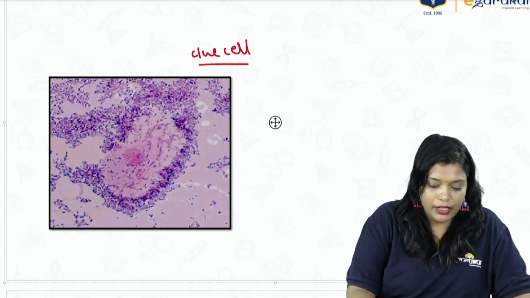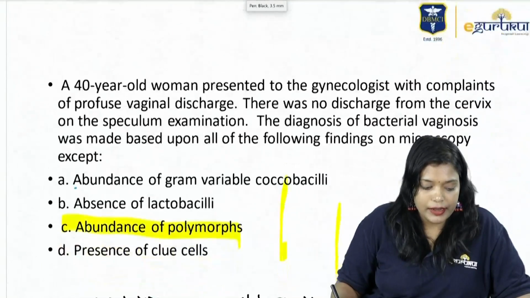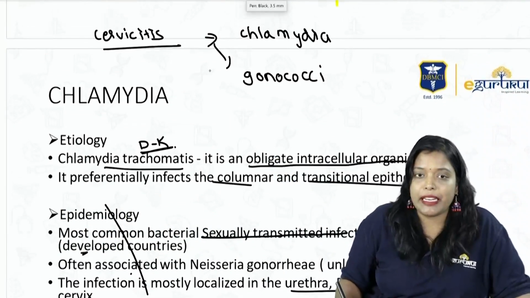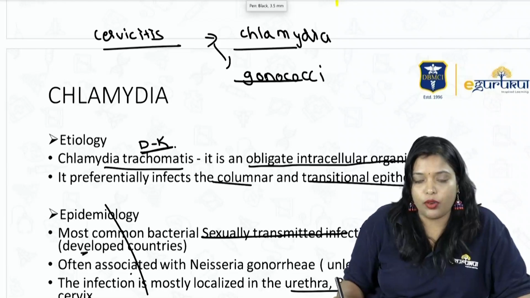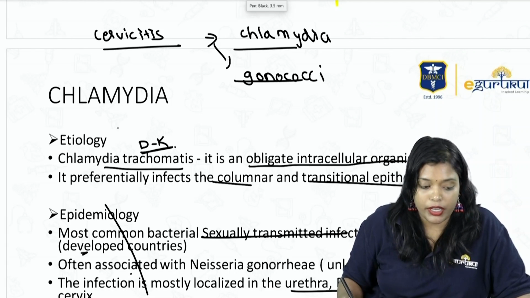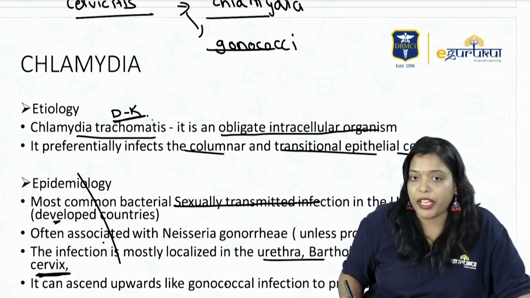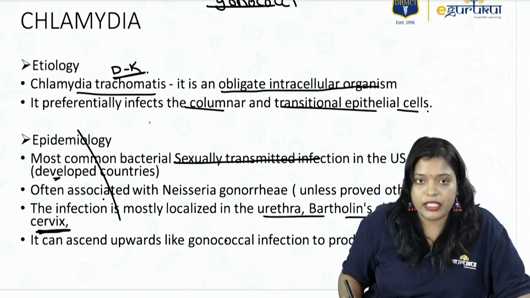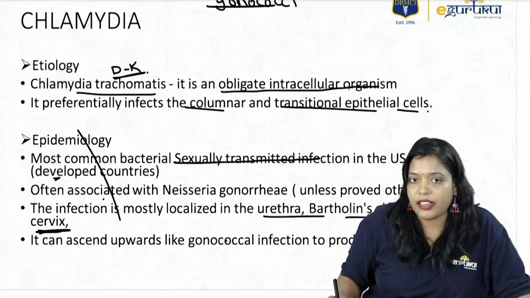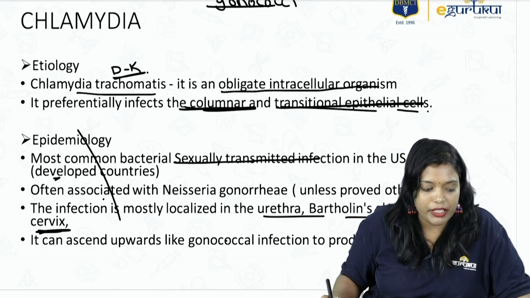Okay, right. So next, coming to cervicitis. Cervicitis is mainly caused by chlamydia and gonococci, guys. So etiology, mainly it is Chlamydia trachomatis D to K. It's an obligate intracellular organism. It mainly infects the columnar and the transitional epithelial cells.